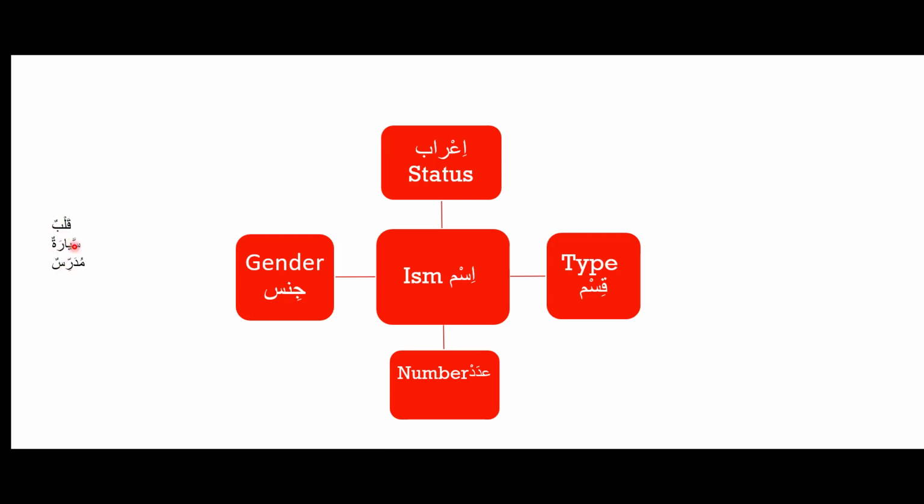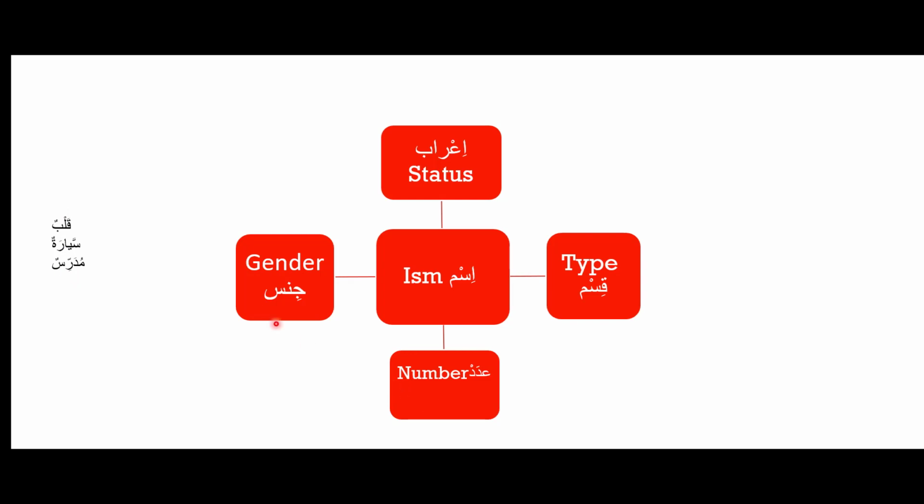The first one is khalbun. Khalbun means heart, sayyaratun means car, and mudarrisun means teacher. What is the first property? What is the gender of this ism here? I don't see any ta marbuta, so this is going to be masculine gender. Here, sayyaratun, I see ta marbuta, so it is feminine gender. Mudarrisun: what is the gender of this ism? This belongs to human beings. Again, I don't see any ta marbuta, so this is a masculine ism.